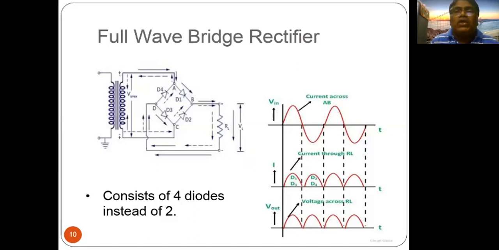How many diodes are used in a half wave rectifier? Only 1 diode. How many diodes are used in a bridge wave rectifier? 4 diodes. How many diodes are used in a full wave rectifier? Only 2 diodes.